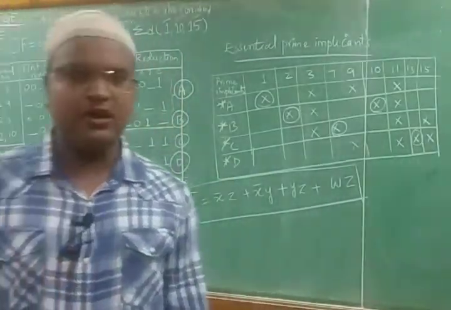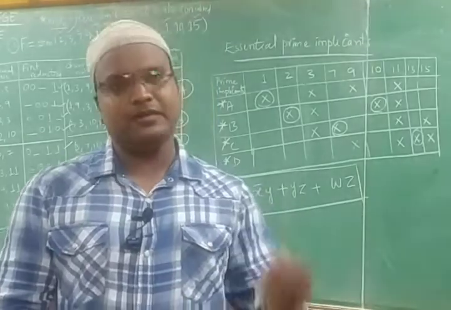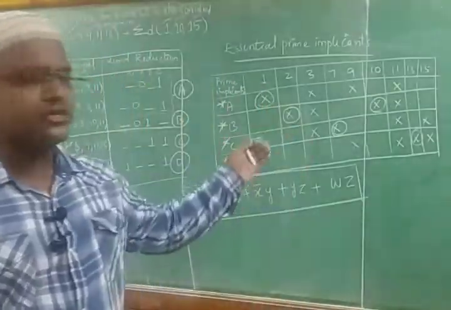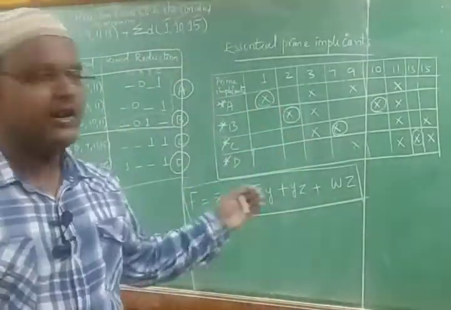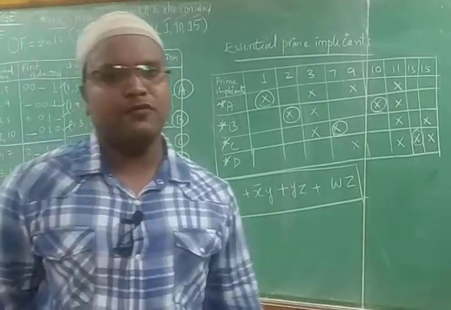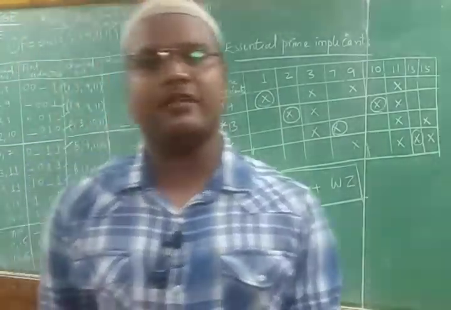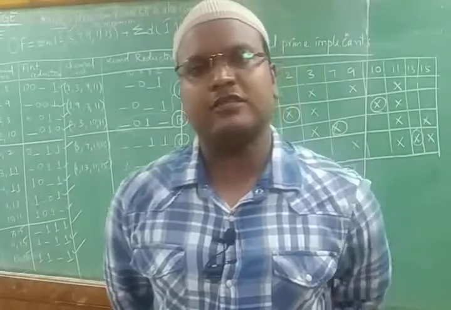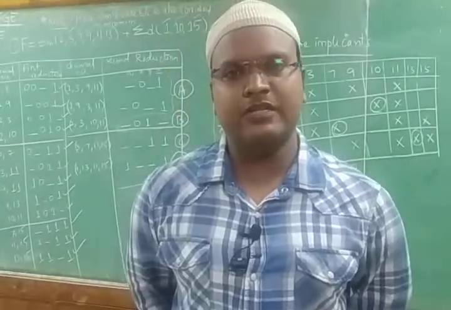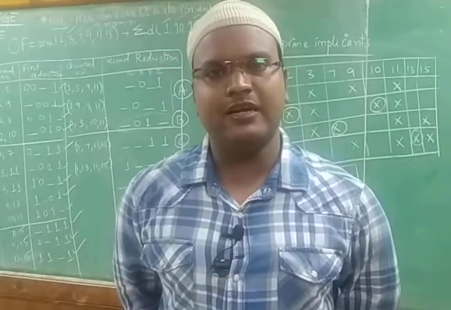So this is the way you have to write the complete steps and the essential prime implicant chart, then lastly your answer. If you have done every step properly, then you will get the answer and you will get the 10 marks. For sure, you will get this question in your main external exam paper.